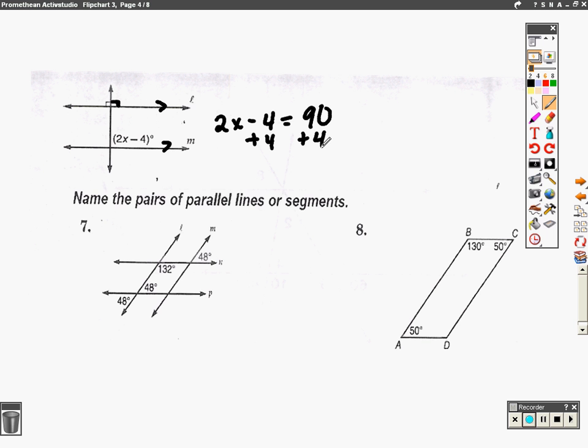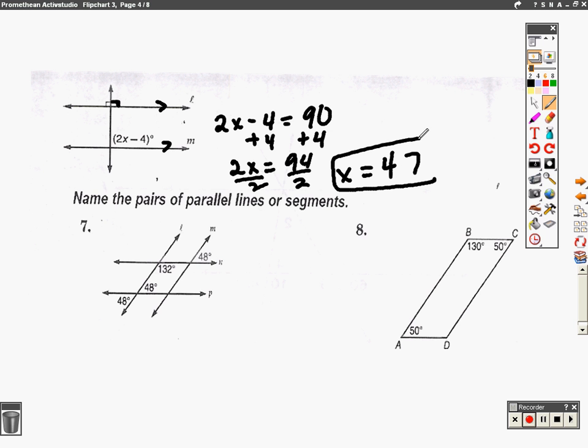Add 4 to both sides. We get 2x is equal to 94. Then divide both by 2. And then x equals 47. And there's your answer. Next one, name pairs of parallel lines or segments.